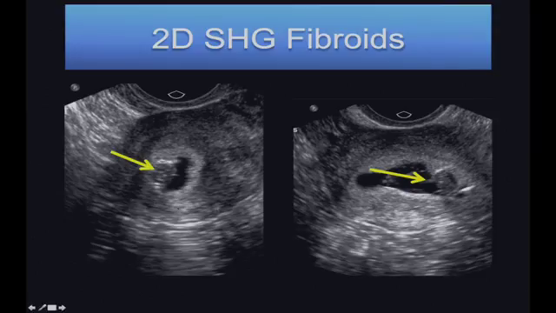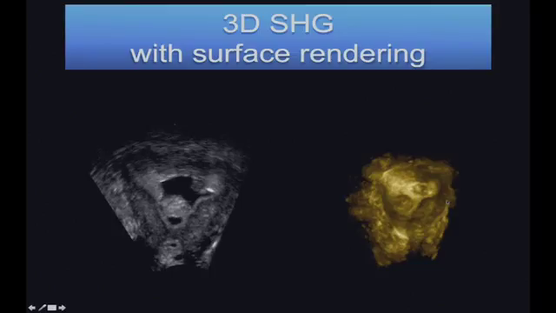And the smaller fibroid actually looks like it's completely within the cavity, just using 2D sonohysterography. But with 3D sonohysterography, thin slice, and with surface rendering, we actually see that both of these fibroids are pretty much completely within the endometrial cavity, which was really not seen nearly as well on the 2D sonohysterogram when it comes to the larger fibroid. And hysteroscopically, we can see this fibroid within the endometrial cavity.